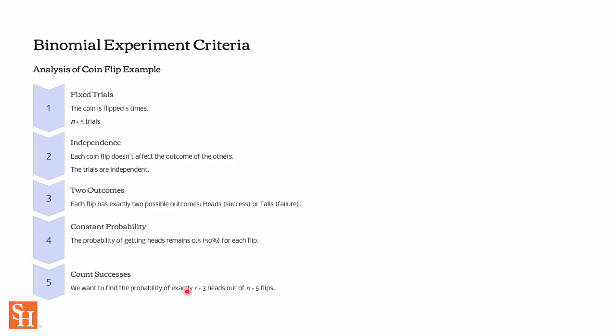Then we want to find the probability of exactly r equal to 3 heads out of five flips, right? So in that case our r is equal to 3. It appears that it satisfies the criteria of the binomial probability distribution, right? In fact it does. So in the next slide we will see how we can use the binomial probability distribution formula to get the solution for this problem.